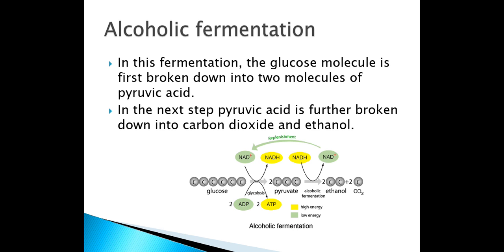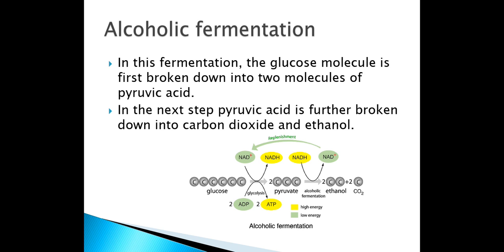In this process, 2 ATP molecules are used. As a result of this process, 4 ATP molecules are produced. So it means that we have a net gain of 2 ATP molecules. The next step is simply a reduction process, in which the pyruvic acid is further broken down into carbon dioxide and ethanol, but with the addition of hydrogen. Hydrogen is added in this process and carbon dioxide gas is liberated.